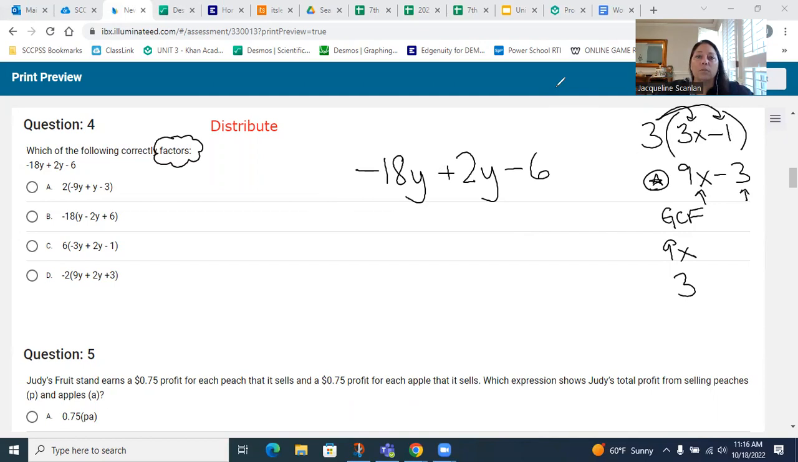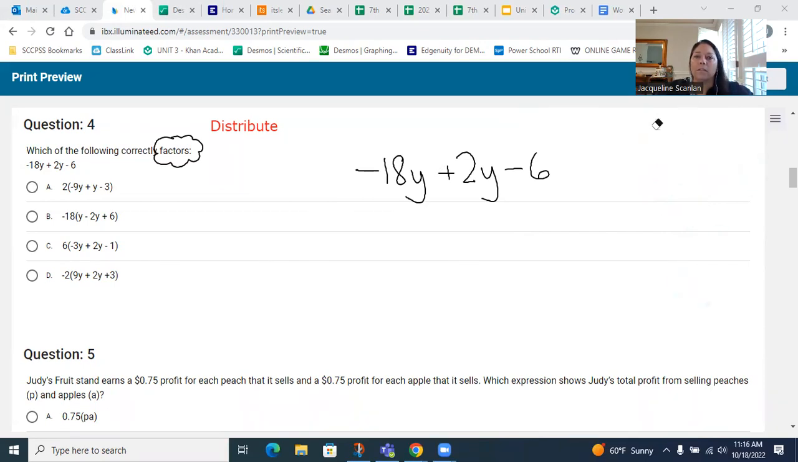Now, guys, I know maybe you're thinking, hey, Scanlon, can't I combine together that -18y and that +2y? And the answer is yes, you can, but if you look at all your multiple choice answers, they did not do that. They left those two like terms not combined together. They left them separated.